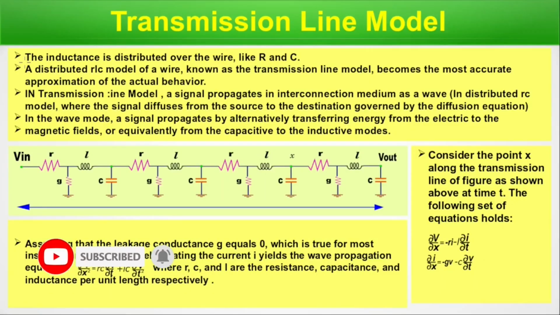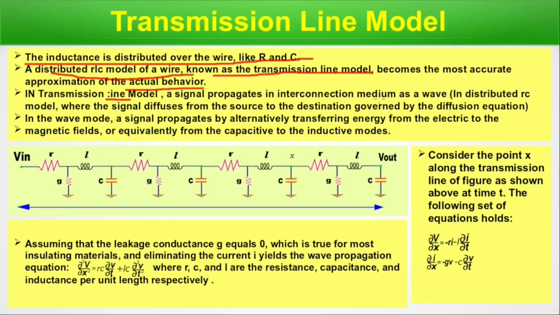Now the transmission line model. Inductance is also there. The inductance is distributed over the wire like R and C. A distributed RLC model of wire, known as the transmission line model, becomes the most accurate approximation of the actual behavior. In the transmission line model, a signal propagates in the interconnection medium as a wave.